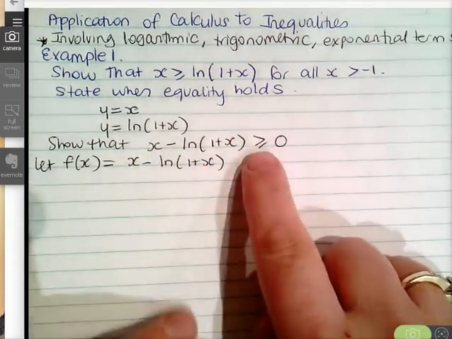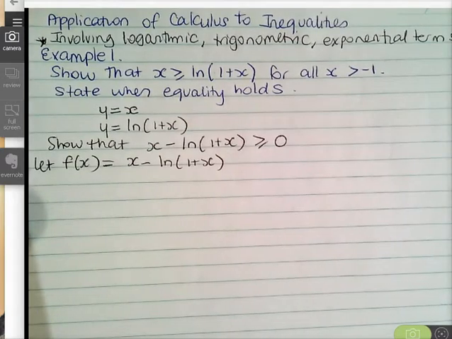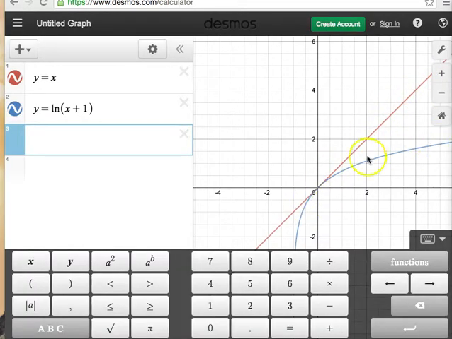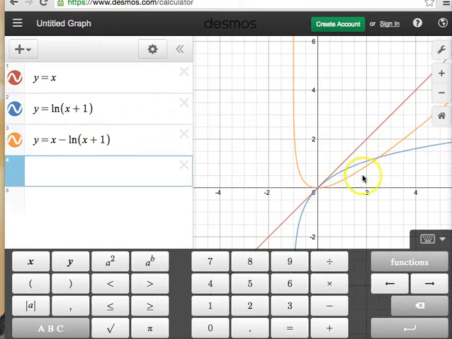Now, if I go back into Desmos and draw that, so I'm going to draw x minus ln 1 plus x, okay? So again, you can see y equals x, you can see y equals ln 1 plus x. Now, if I draw y equals x minus ln 1 plus x, or x plus 1, it'll be the same, okay? Then what I get is the orange function, and you can see that the orange function is always greater than or equal to 0. It always has y values greater than or equal to 0, and you can see here that we've got a minimum value of 0 when x is 0.